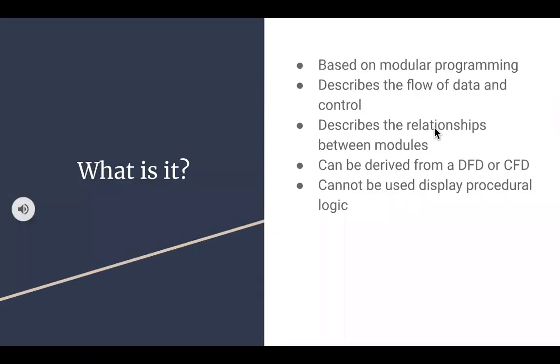A structure chart, when it comes to software development, is a breakdown of a system into functions with each performing one specific task. These are called modules. This chart describes the flow of data and control between them. The overall chart shows the relationships between the modules and displays the flow and transformation of data between them.